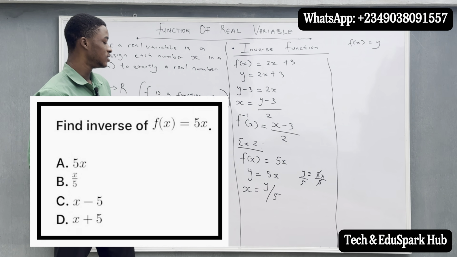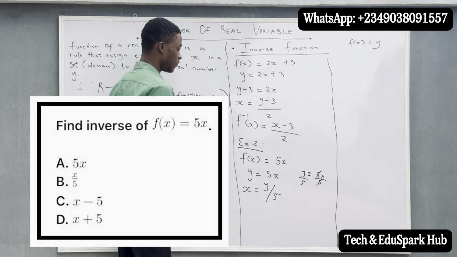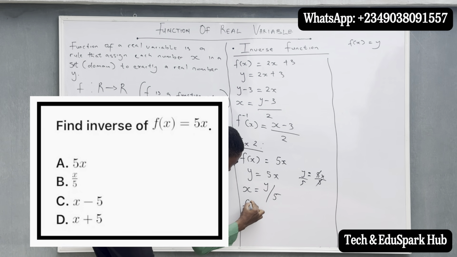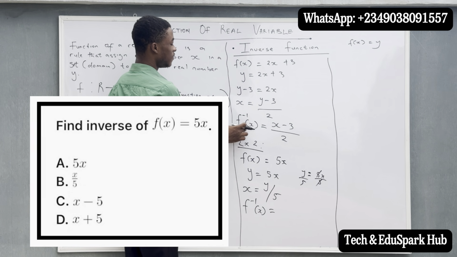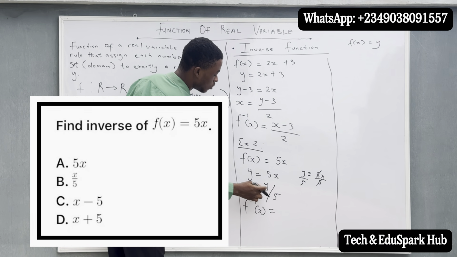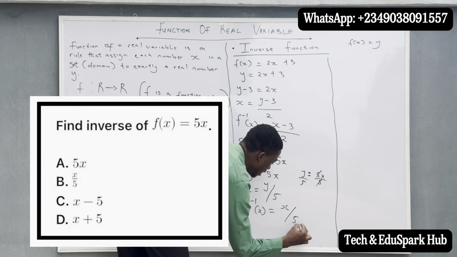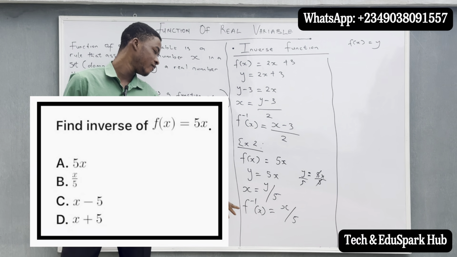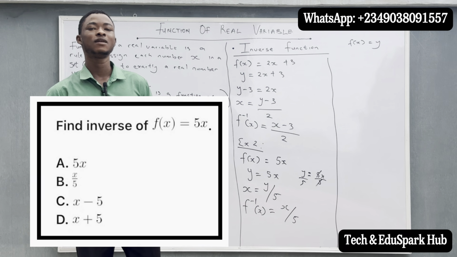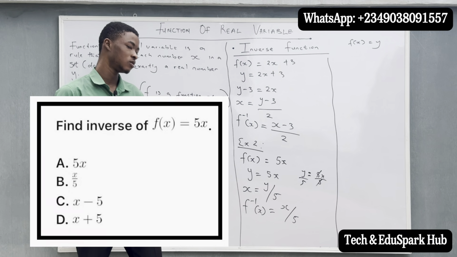Now that we have gotten this, the last step is to change this x to f inverse of x. So we have f inverse of x equal to, and once you change this x to f inverse of x, you change this y to x. So we have x divided by 5, and this is our final answer to a question of this type. So f inverse of x equals x divided by 5. Option B is correct for this kind of question, as you can see displayed on the screen.